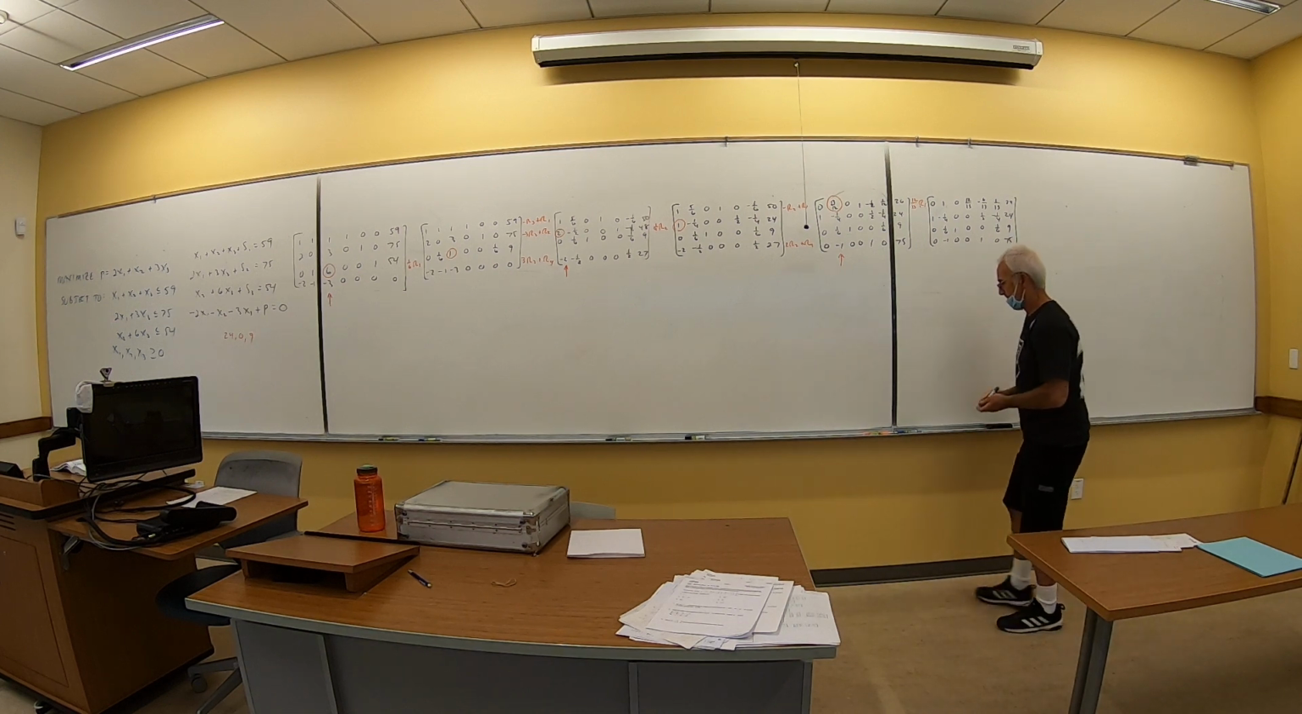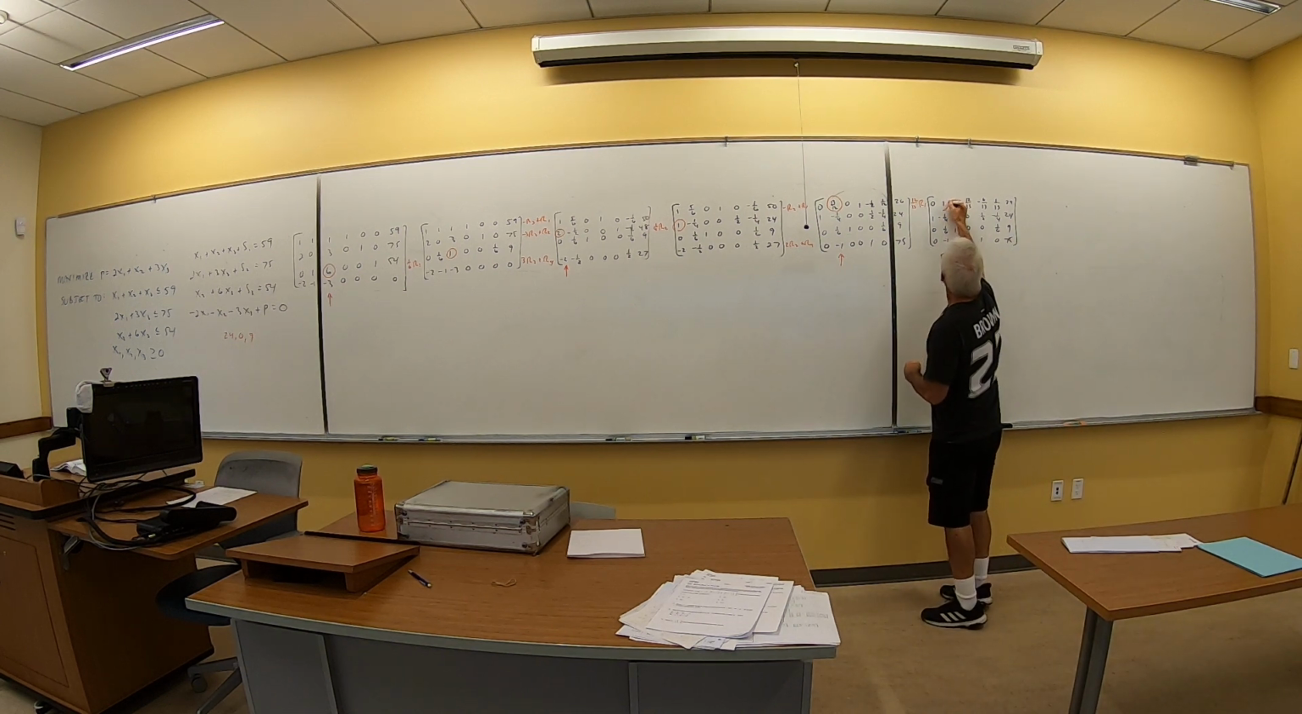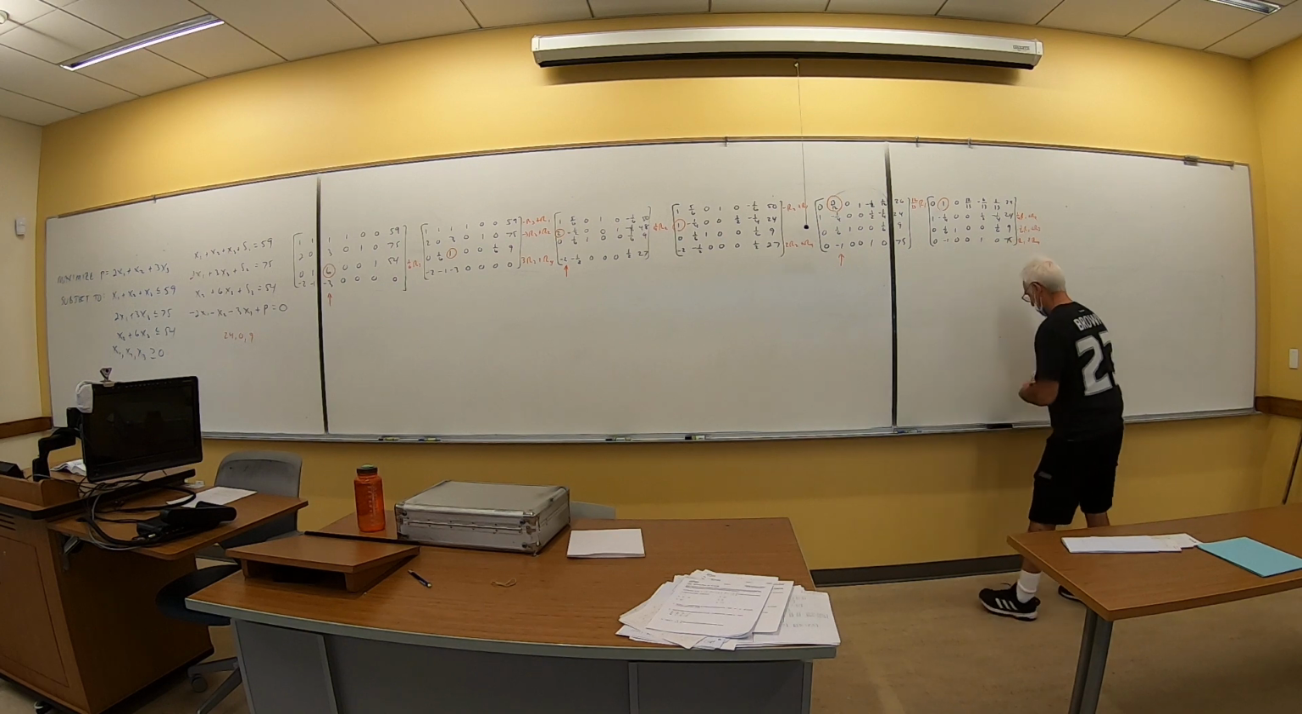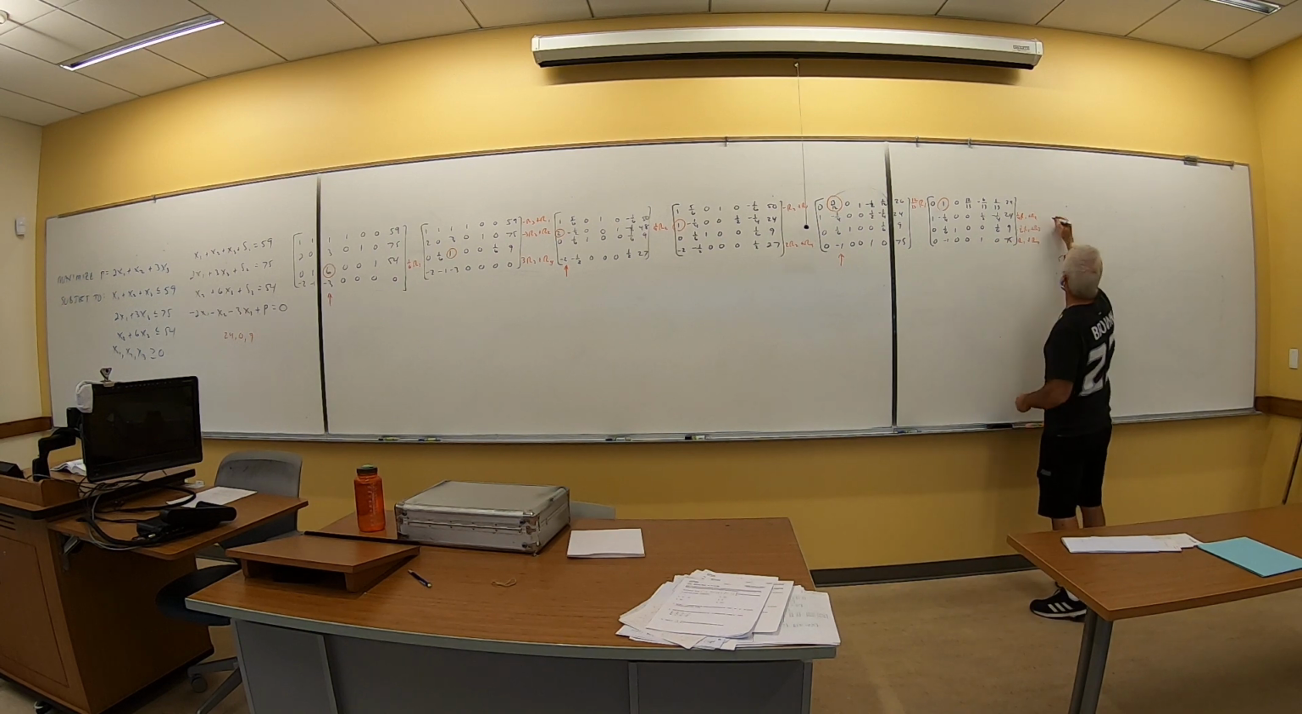Okay? So I want 1/4 row 1 plus row 2. I want negative a sixth row 1 plus row 3. And I want just simply row 1 plus row 4. And if all goes well, this should be my last step.